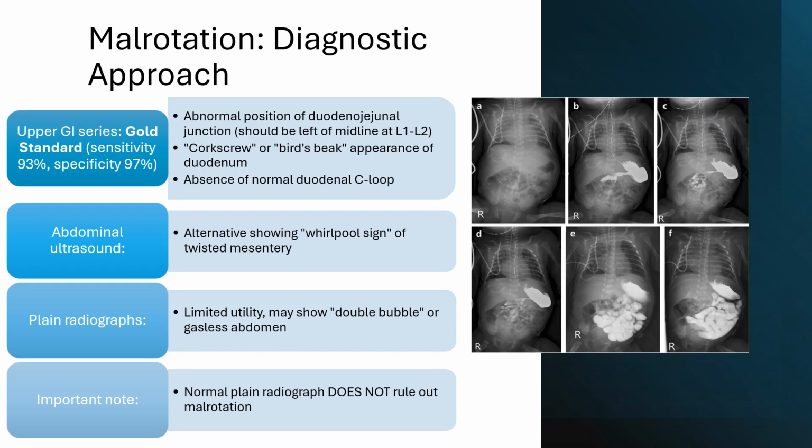When malrotation is suspected based on clinical presentation, proceed directly to upper GI series rather than relying on plain films. Time is bowel, and the minutes spent obtaining non-diagnostic imaging can mean the difference between bowel salvage and massive resection.